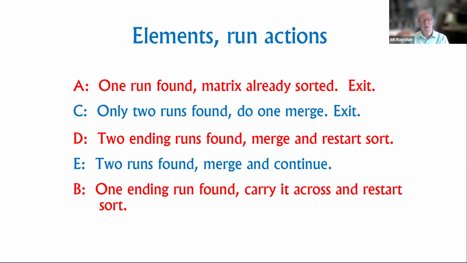And finally, the B is that one case where the ending run is found, is carried across and restarted. So that ending run will be carried all the way through up until all of the upper runs have been merged together. And so we finally only have one big long run all the way down to the bottom with that one little short ending run carried across at the end. And then the final merge is done by C. We have 2 runs. We do the one merge and we exit.